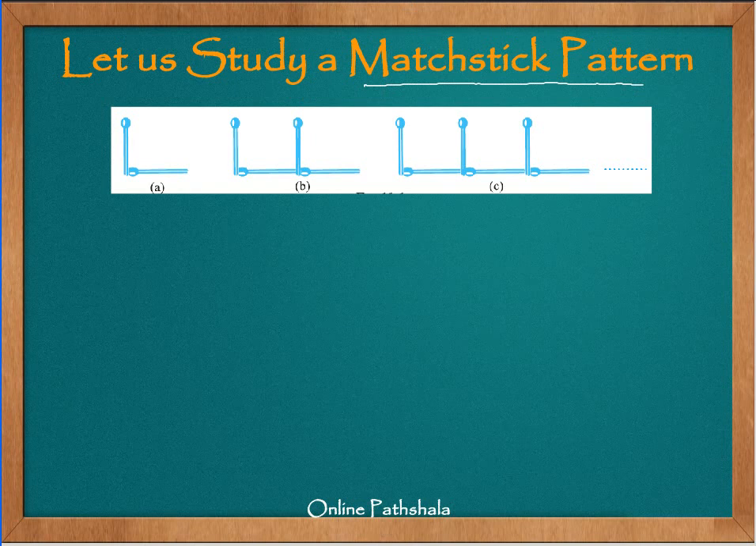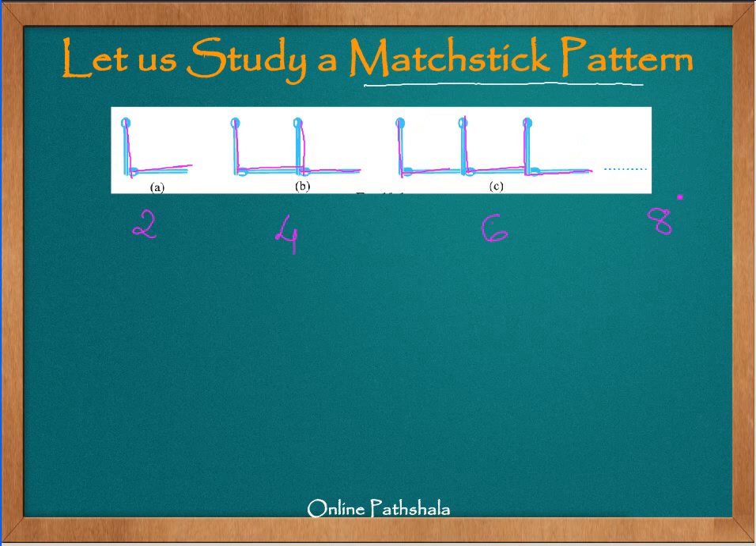First I form an L shape, and I'm interested in knowing how many matchsticks I need when I keep on increasing the number of L's. When I form one L shape, I need two matchsticks. Then when I form two L shapes, I already have two from the first one, and we need two more matchsticks to be added, so we need four matchsticks. Then when we make three L's, so this is the second and this one is the third L, we need six matchsticks, as you can count here. And this pattern could go on. If I make four L's, then I will use eight matchsticks.